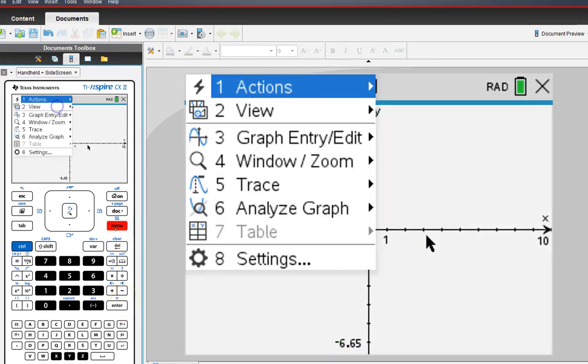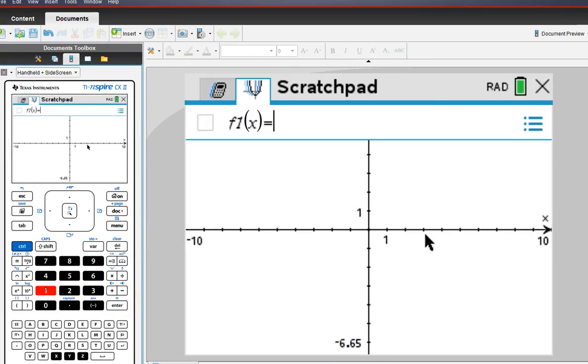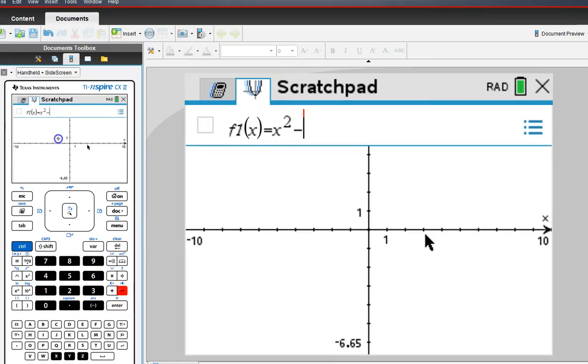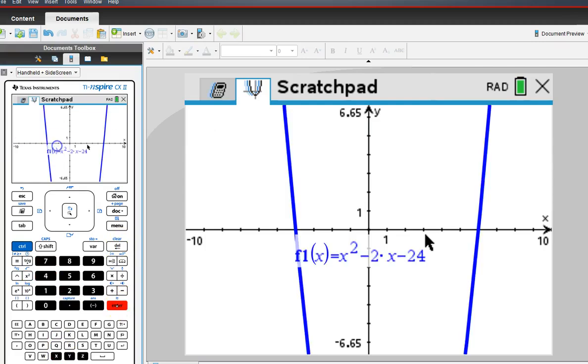Get that out of your mind. Menu 3, 1. And then let's type in x squared minus 2x minus 24. Hit 24, not 27. Hit enter. And I want this intercept, don't I?